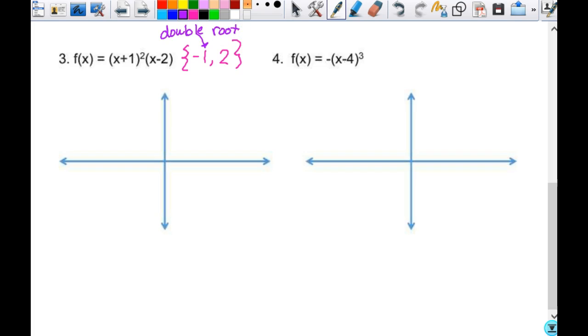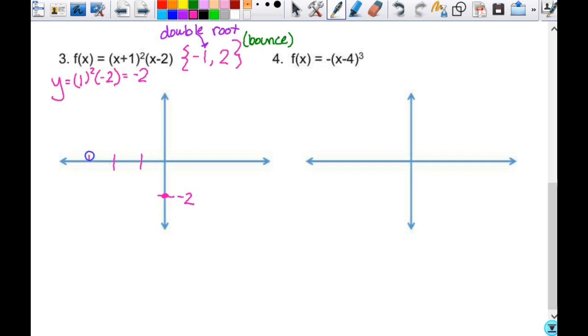When it is a double root, what happens at the axis? It bounces off, right? Okay, so we're going to bounce off the axis here. This is a bounce. All right. Then I need my y-intercept, so y is equal to 1 squared times a -2. So that gives me what? -2. I know, these questions are really hard for me. So here I am at a -2.